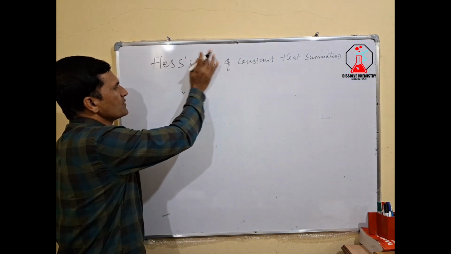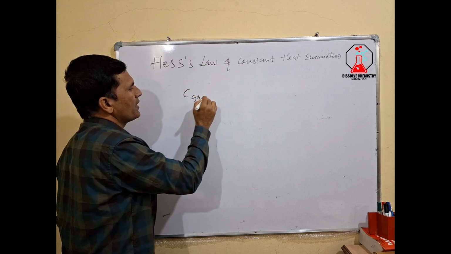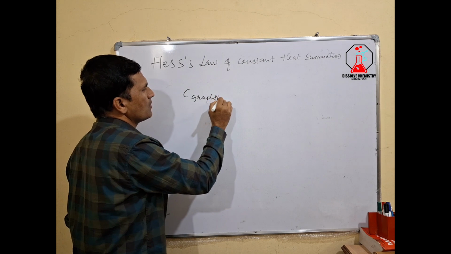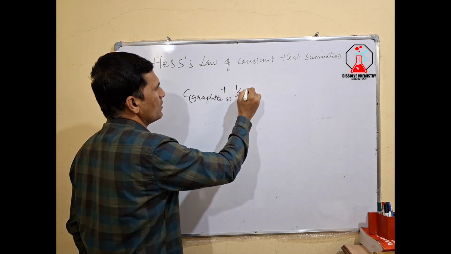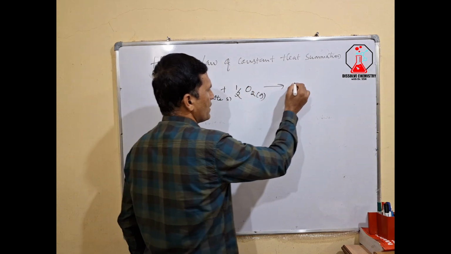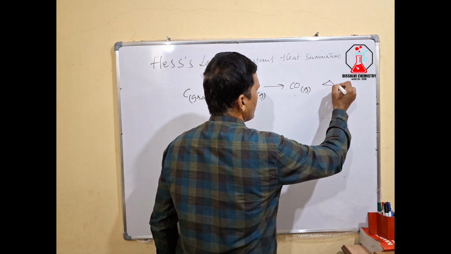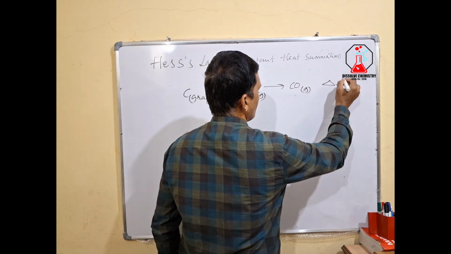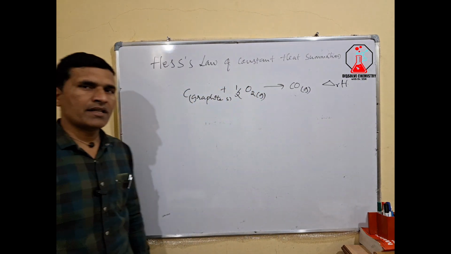Let us say carbon graphite, solid. We want to convert this into carbon monoxide, so we will get carbon monoxide gas. And what is the enthalpy of reaction of this carbon monoxide?